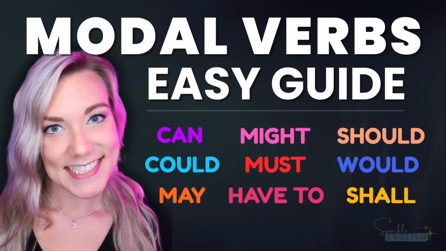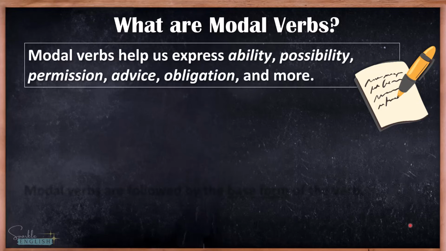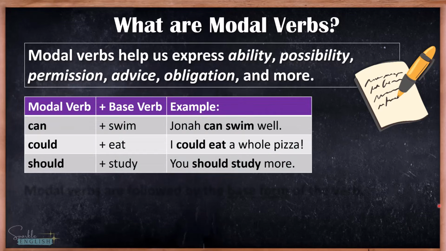My name is Jennifer. Today's lesson is going to be an easy guide to all 9 modal verbs. So let's jump right into the lesson and answer the question, what are modal verbs? Well, modal verbs help us express ability, possibility, permission, advice, obligation, and more. And the structure of modal verbs is a bit different from other verbs. Modal verbs are always followed by the base form of the verb.